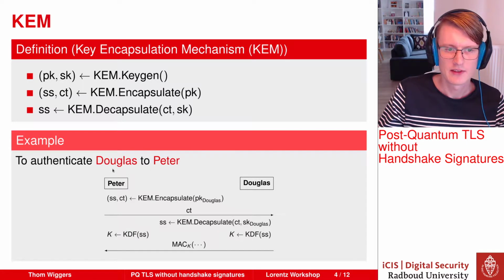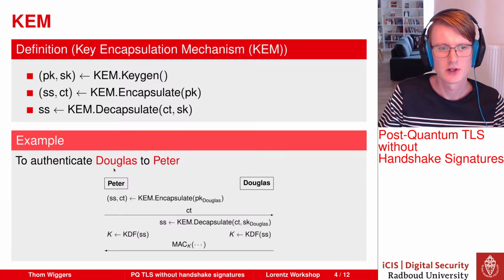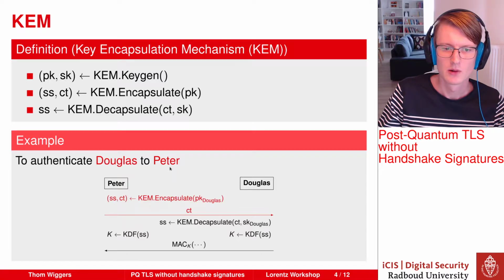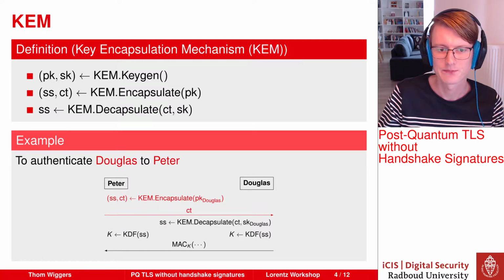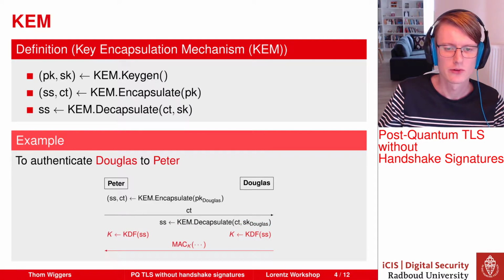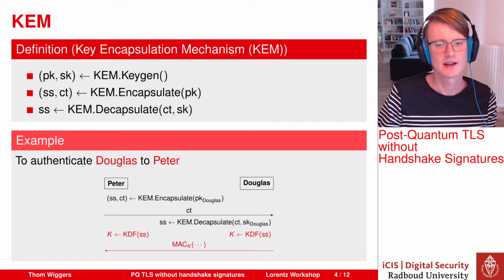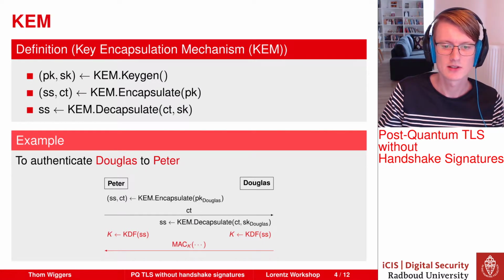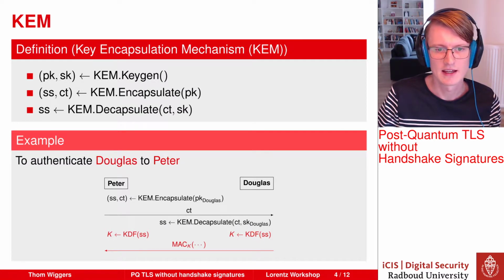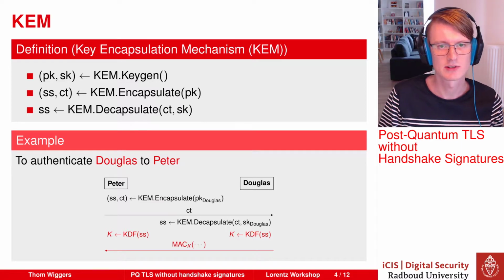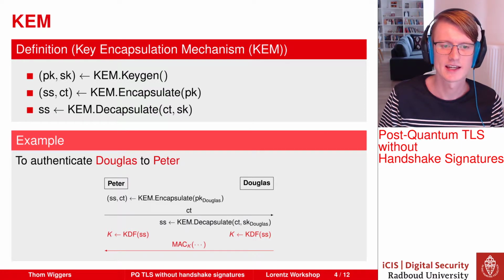We can use this to construct authentication protocols. So if you want to authenticate Douglas to Peter, we can start with Peter sending over a ciphertext that is encapsulated to the public key of Douglas. Douglas can decapsulate that ciphertext using his secret key and obtains the same shared secret. Then by sending over this MAC, Douglas proves to Peter that he could indeed compute this shared secret, and that he thus has possession of the secret key and has thus authenticated himself to Peter.